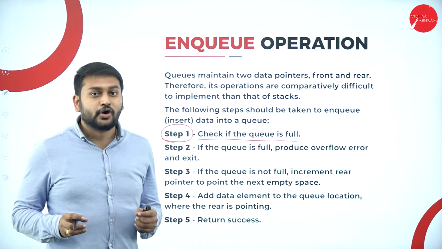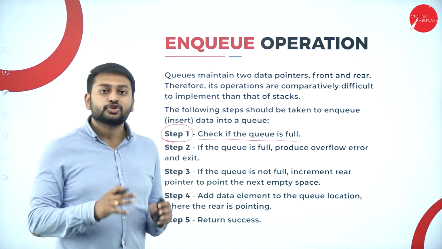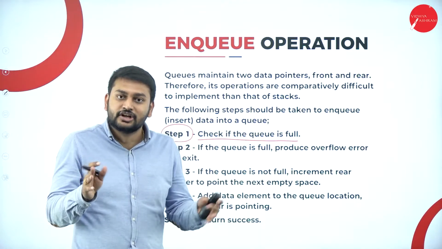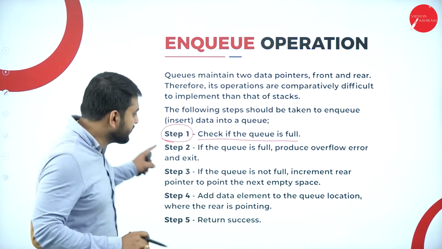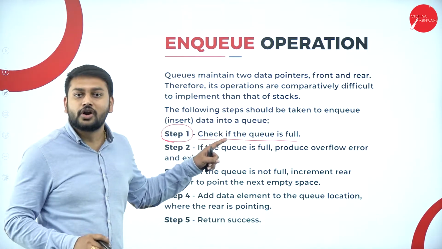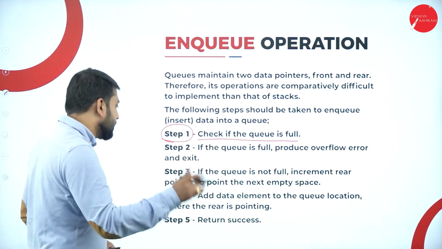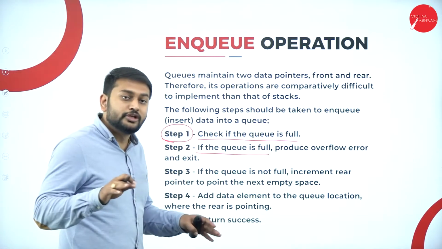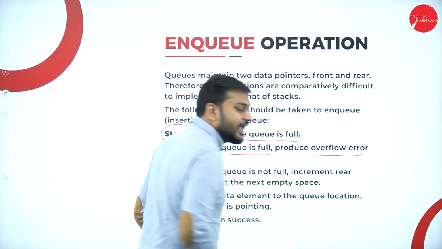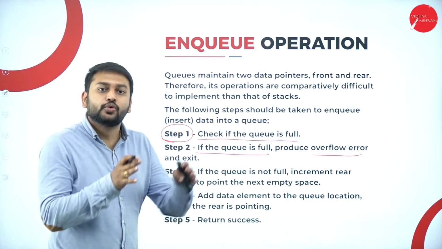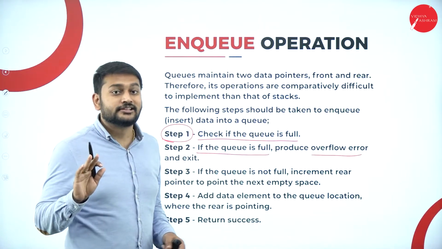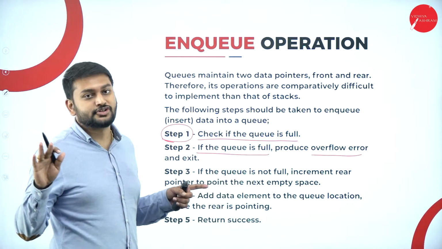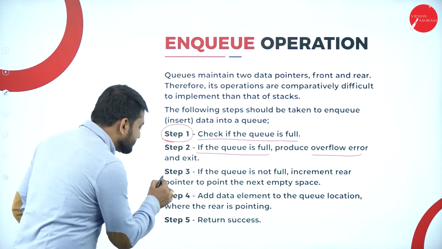Why? Because if the queue is already full, you cannot perform the insertion operation because there is no space. So first I will check whether the queue is full or not. If it is full, I will say that the queue is overflowing, and an error message will be printed: the queue is already full, so you cannot insert. That's what the second step says, and it will ask you to exit from the insertion.